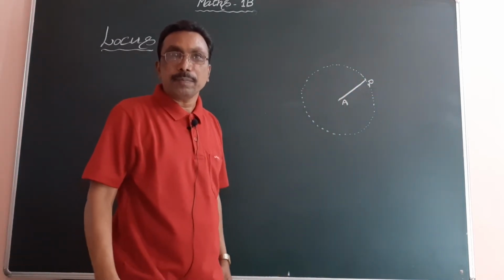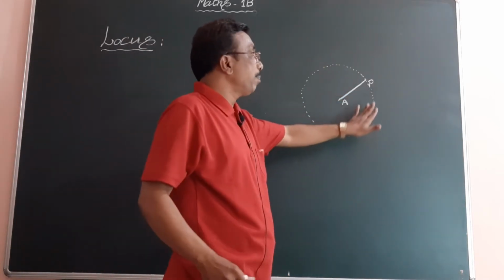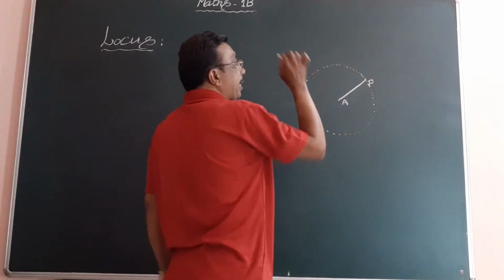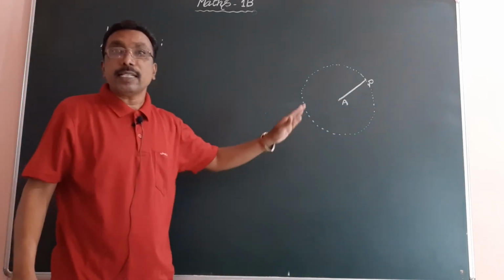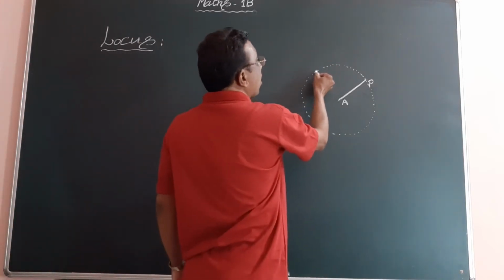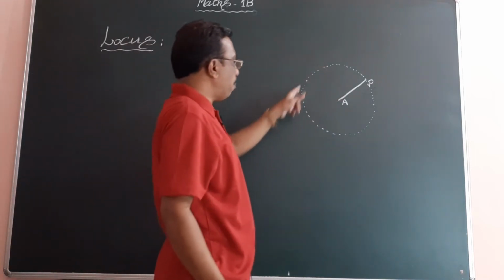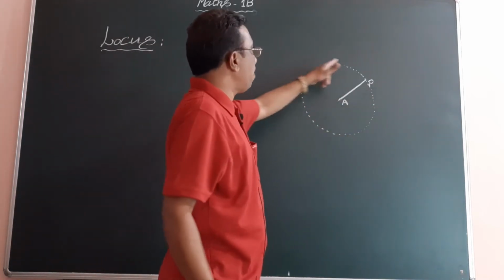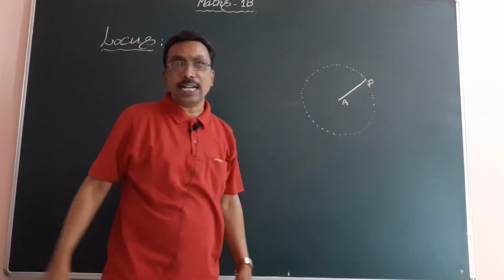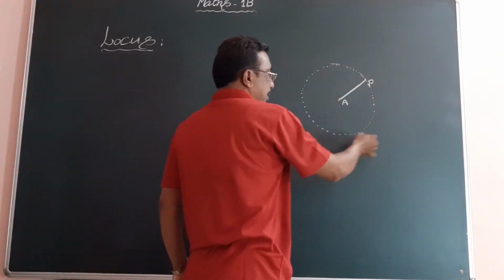Okay, do you understand what is locus? The set of all points satisfying a given geometric condition is said to be a locus. So, every point on a locus satisfies the given condition. Okay? This is locus.